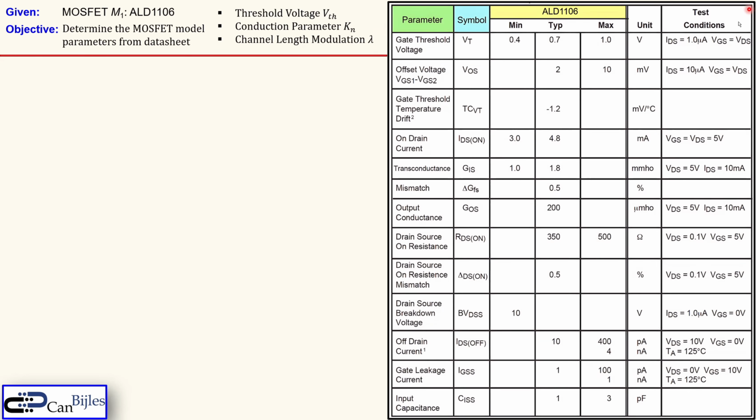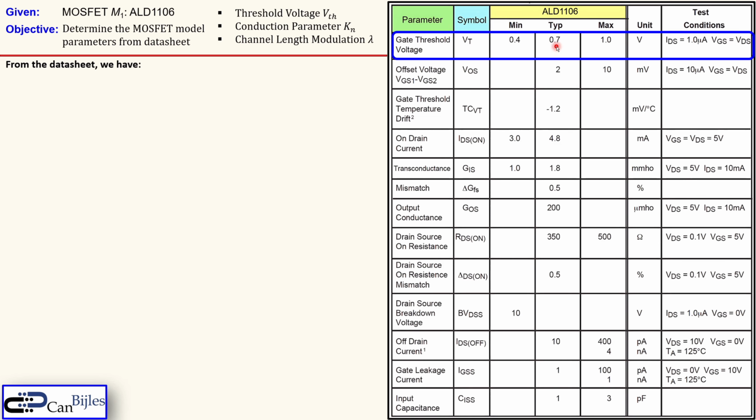Now this is the table, a part of it, from the datasheet of this ALD1106. And you see here the important parameters for this MOSFET that we will use in this example. First, from the datasheet we see this first specification, the gate threshold voltage, given here with the symbol VT, which is a symbol from the datasheet. And that is the threshold voltage.